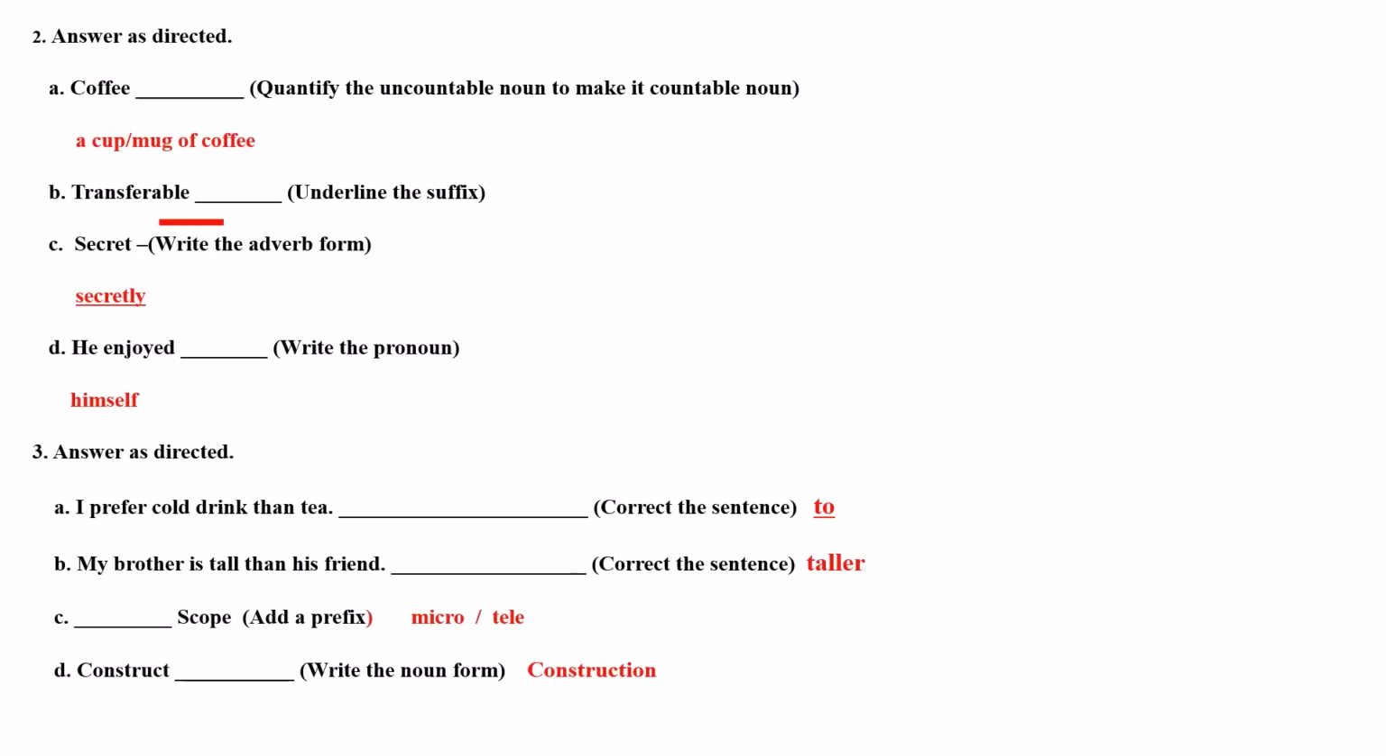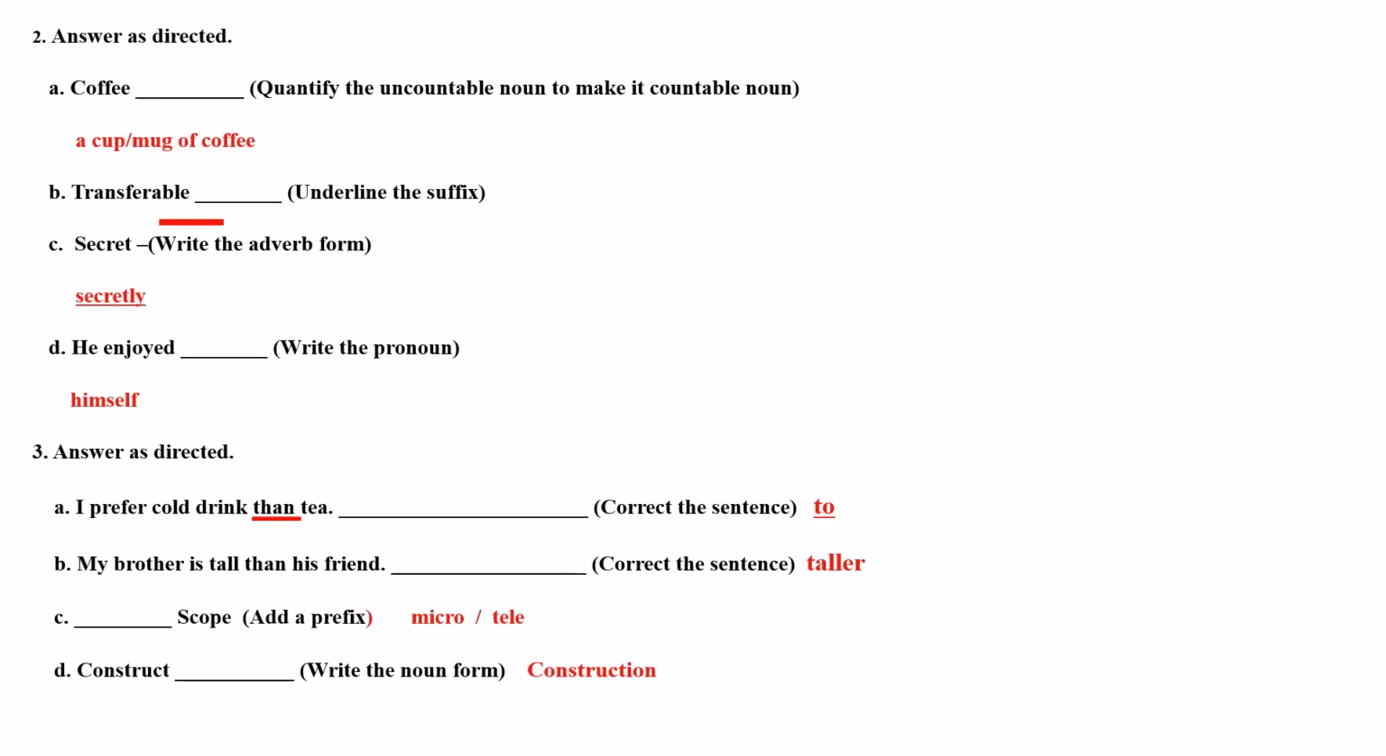Third question, answer as directed. I prefer cold drink than tea. So it is not than, it is to. So whenever the word prefer comes, it will be to. My brother is tall than his friend. So answer is taller than his friend. The comparative always takes taller.